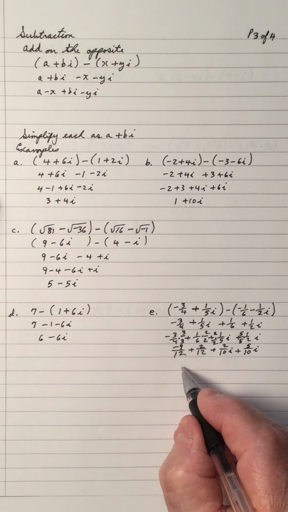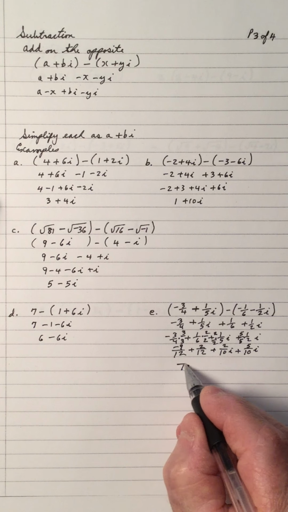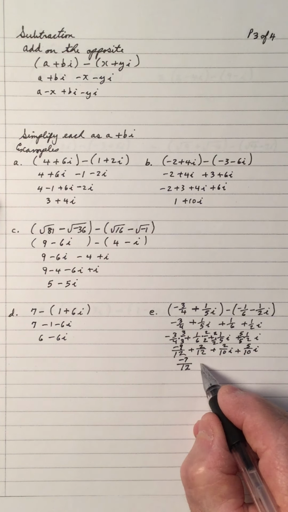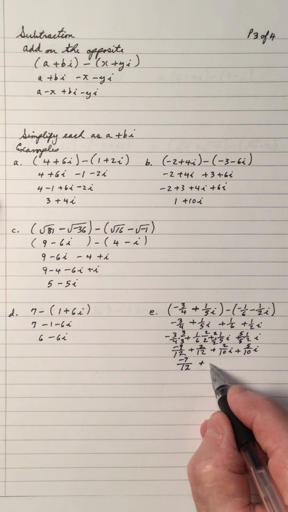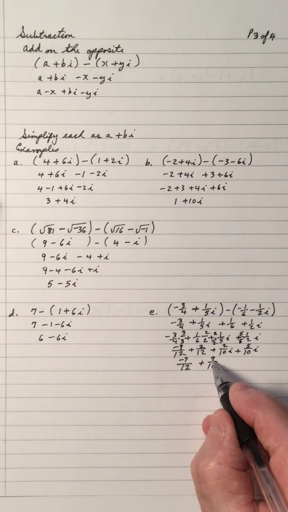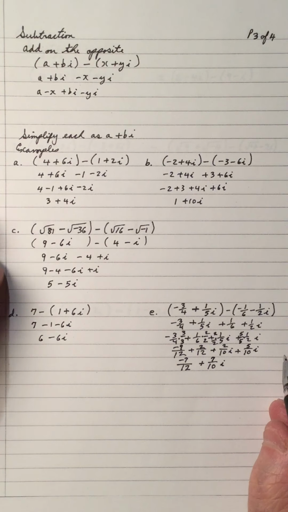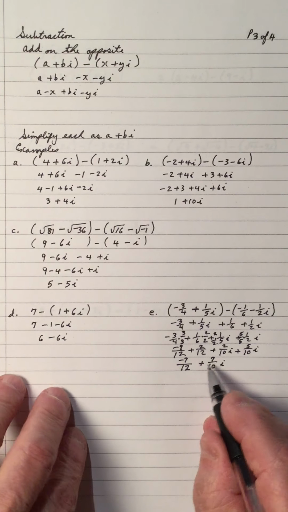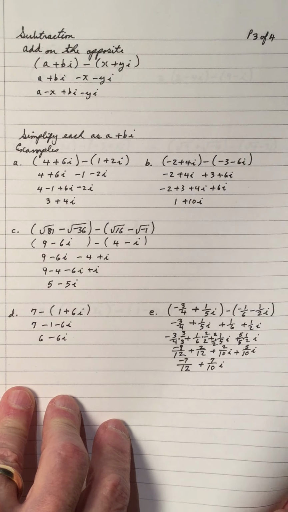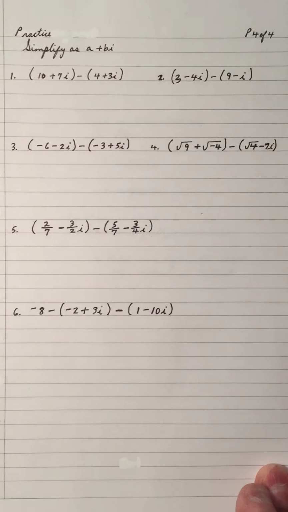We add real parts. The common denominator is 12. Add negative 9 and 2 is negative 7. Add the imaginary parts. The common denominator is 10. 2 plus 5 is 7, and i. And you can't reduce these because 7 is not a factor of 12 or 10. And let's continue. Practice.